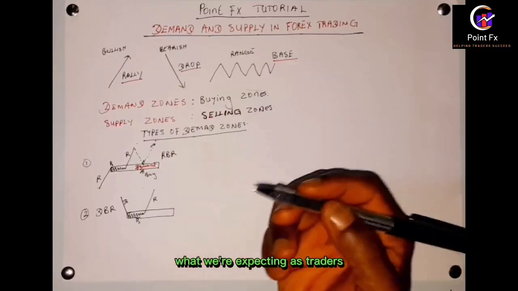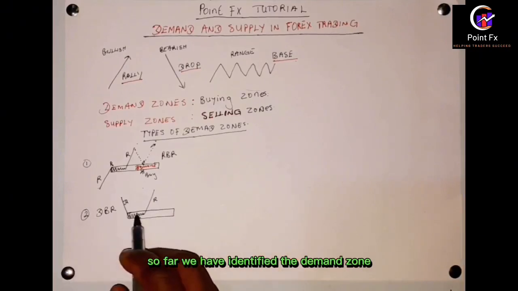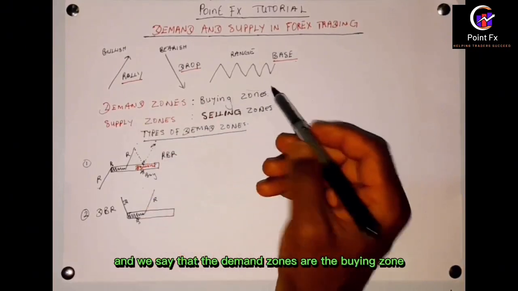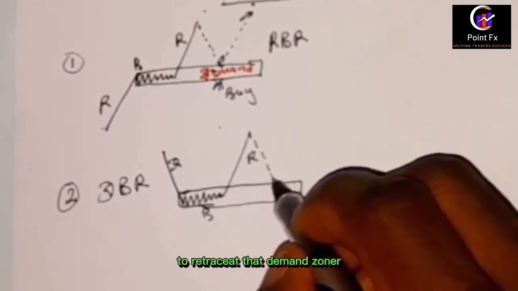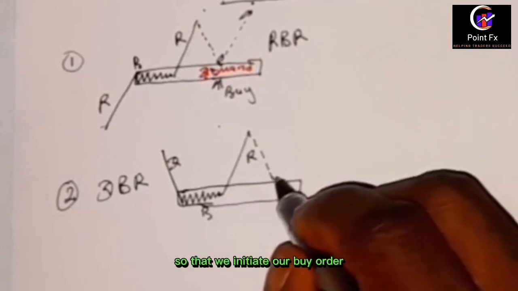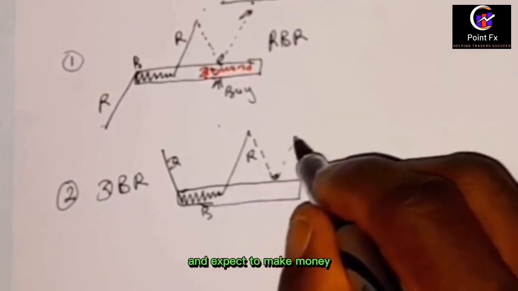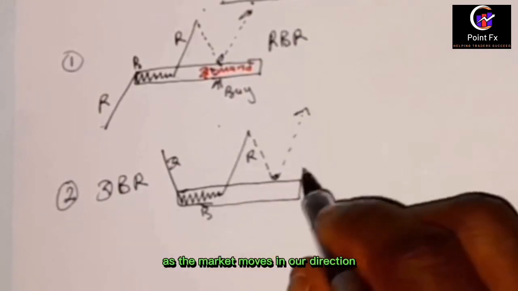What we're expecting as traders, so far we have identified the demand zone, and we say that the demand zones are the buying zone. Our work is to wait for the market to retrace to that demand zone so that we initiate our buy order and expect to make money as the market moves in our direction.